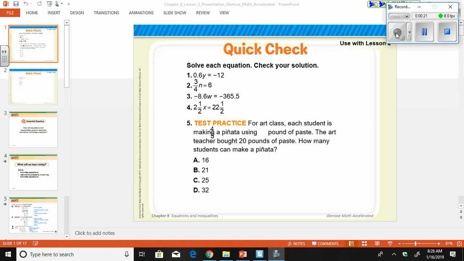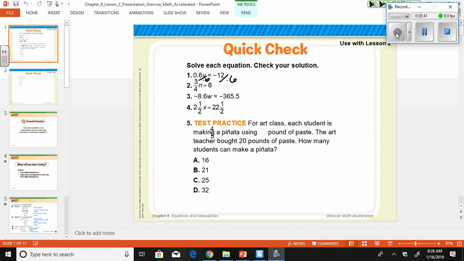Doing our quick check here, we have 6/10 times y is equal to negative 12. It wants us to solve. What are we trying to find? We're trying to find y. What's the 6/10 doing for the y? It's multiplying. What's the opposite of multiplying? It's to divide. So I divide by 0.6. If I do it to one side, I do it to the other.